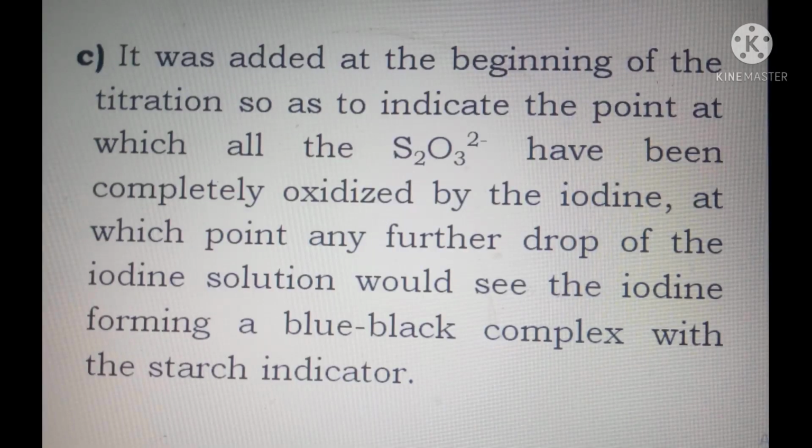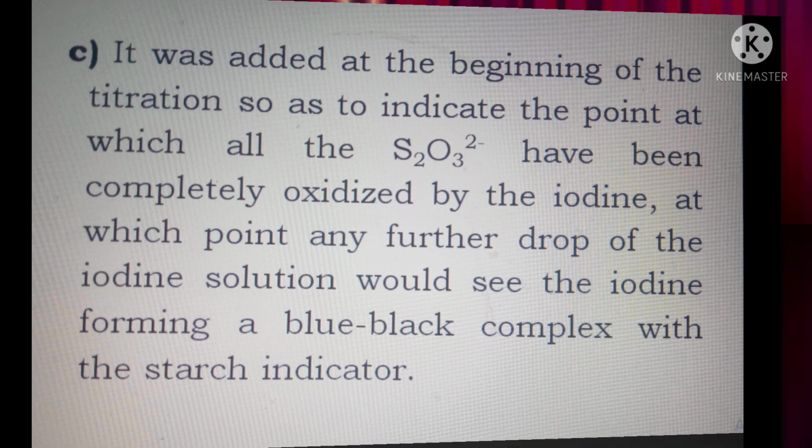Now, the next is to give reason why the starch indicator was added to the mixture at the beginning of the titration. It was added at the beginning of the titration so as to indicate the point at which all the thiosulfate ions have been completely oxidized by iodine, at which point any further drop of the iodine would see the iodine forming a blue-black complex with the indicator.